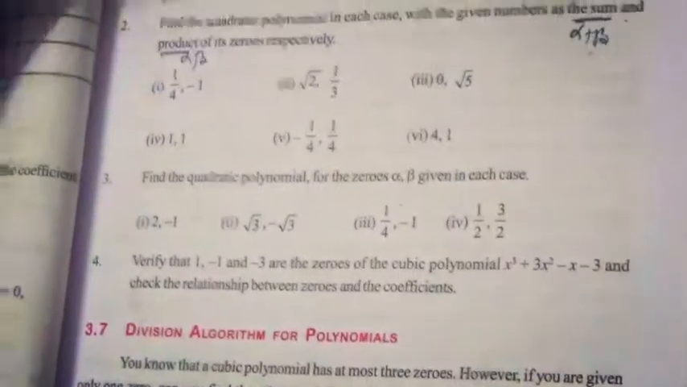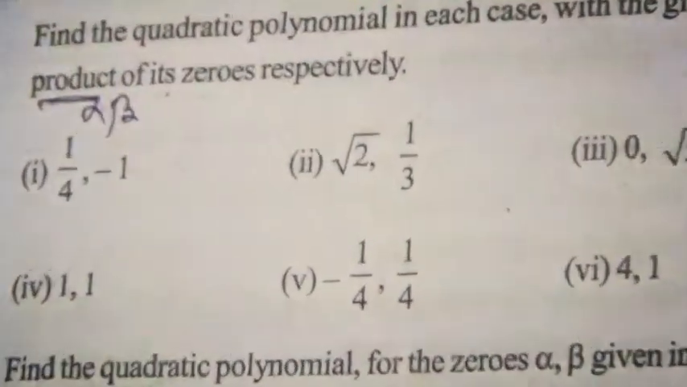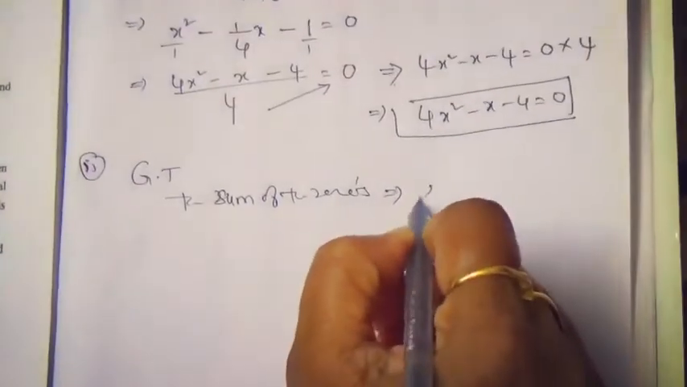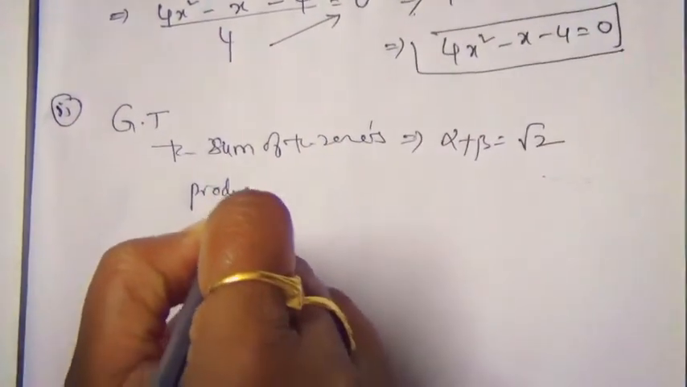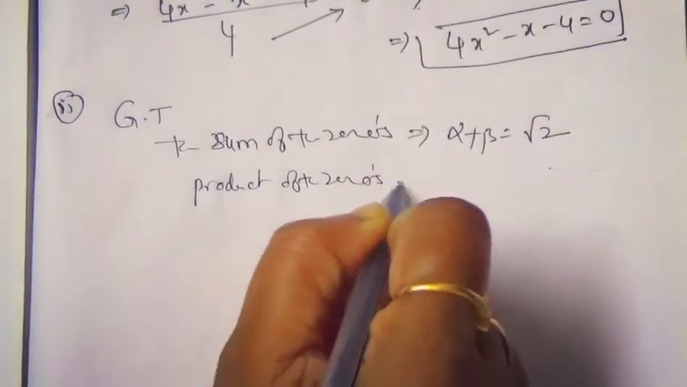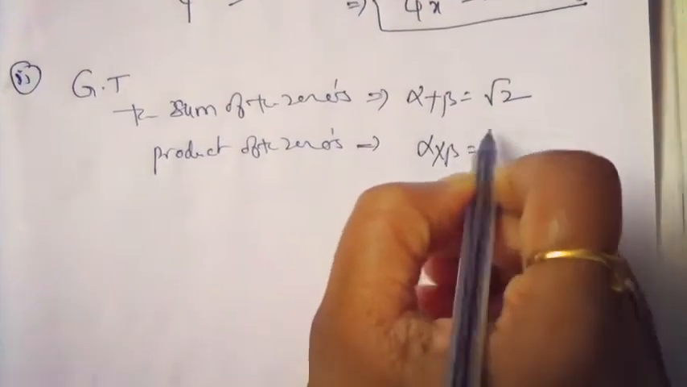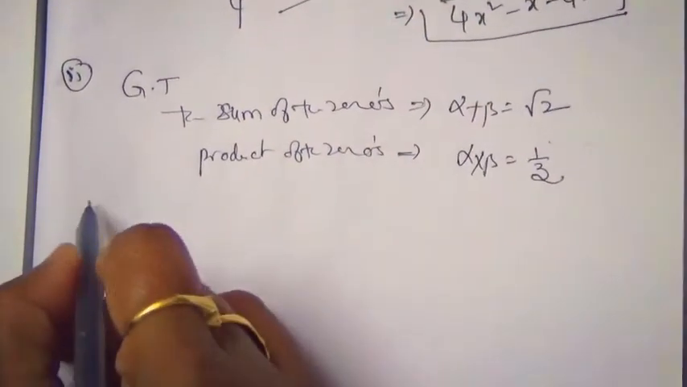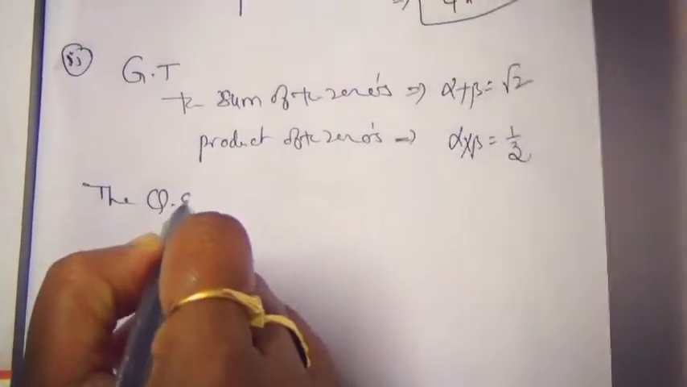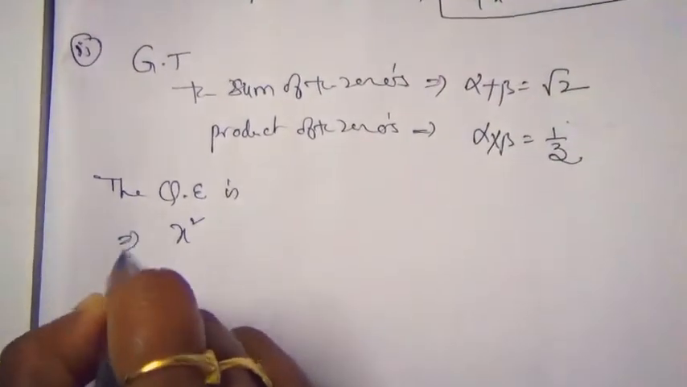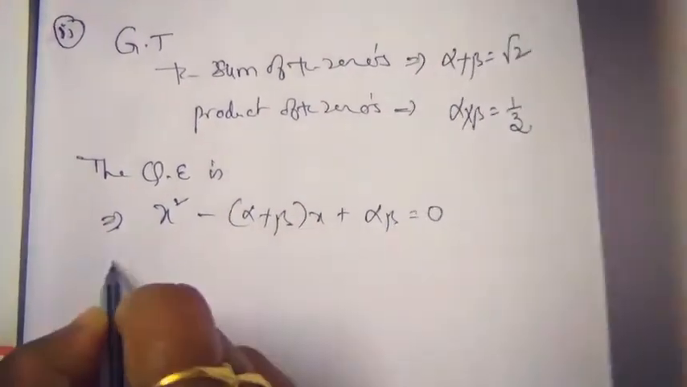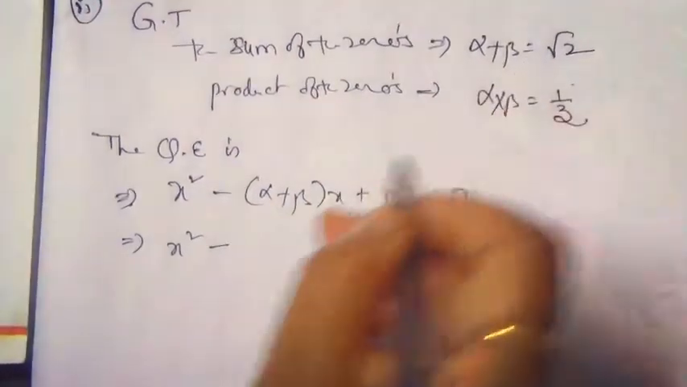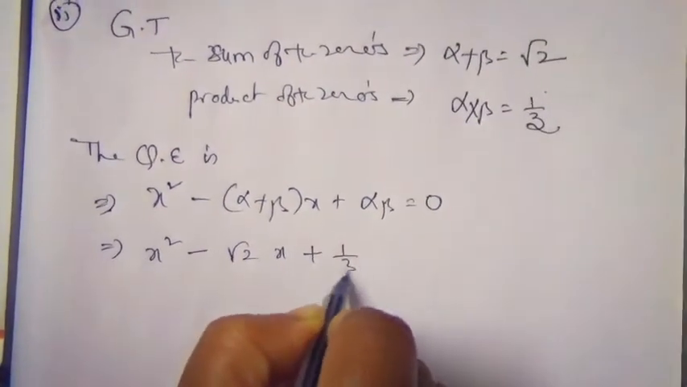And the second one is given that the sum of the zeros, that implies alpha plus beta is equal to root 2. The product of the zeros, that is equal to alpha into beta, is equal to 1 by 3. Okay, we just take the formula. The quadratic polynomial is x square minus alpha plus beta into x plus alpha beta is equal to 0. That is equal to x square minus alpha plus beta value, root 2, x plus 1 by 3 is equal to 0.